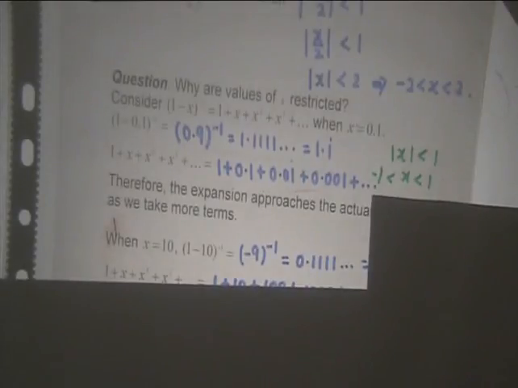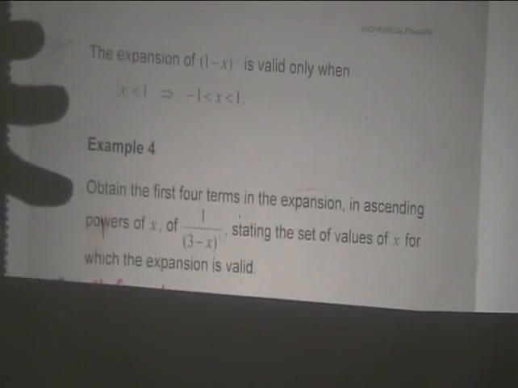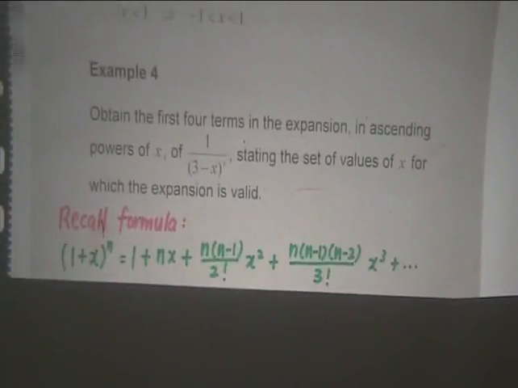Okay, so we go on to the next point. Your expansion is only valid when modulus of x is less than 1, or x is between minus 1 and 1. So we look at example 4. Obtain the first 4 terms in the expansion in ascending powers of x, for 1 over 3 minus x to the power 3, stating the set of values of x for which the expansion is valid.